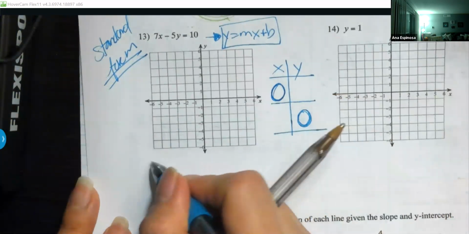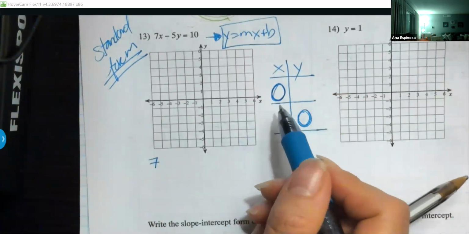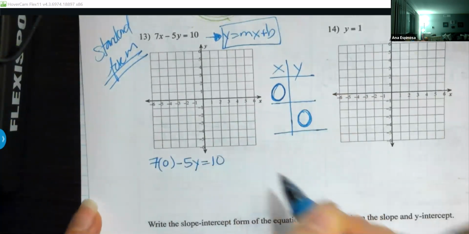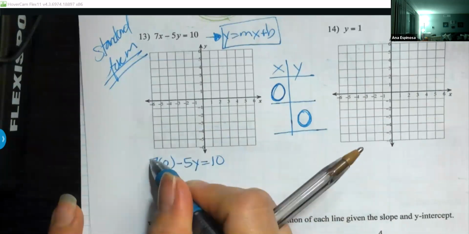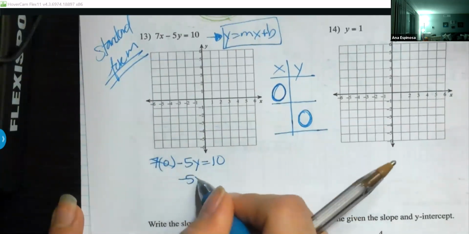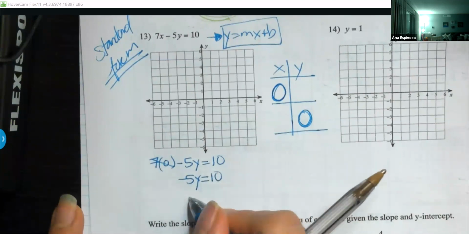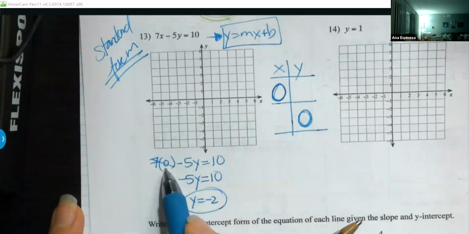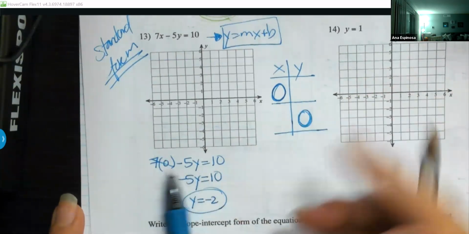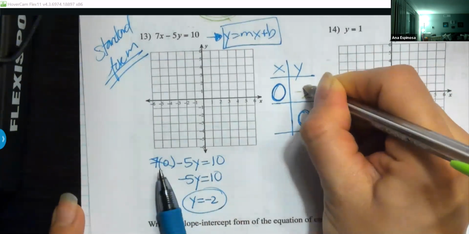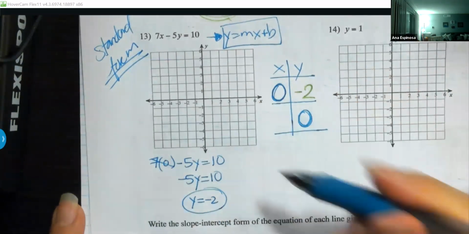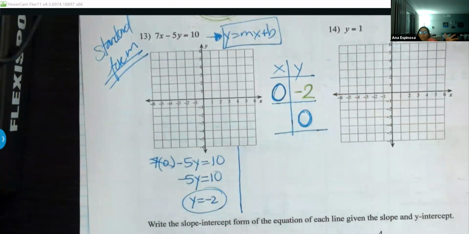So the first one, I decided to choose 0 for X, so that'll be 0 here. What is that going to do? It's going to make this go away, and when I solve, I'm going to get Y equals -2. So the Y that pertains to this X equals 0 value will be -2, and that would be a dot on my graph. So I choose a variable to find its pair. That's basically what I'm doing.